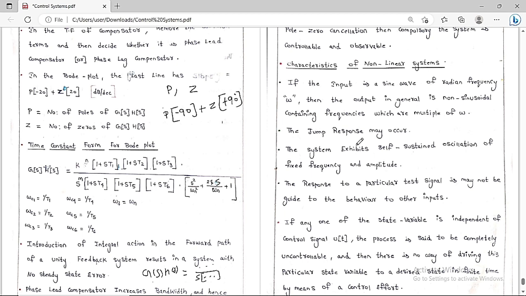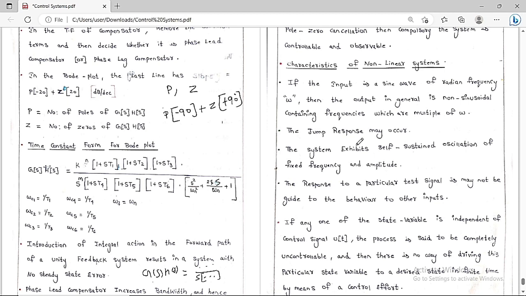So finally I can say the characteristics of non-linear systems are: if the input is a sine wave of radial frequency omega, then the output in general is non-sinusoidal, containing frequencies which are multiples of omega. Jump response may also occur. The system is going to exhibit self-sustained oscillations of fixed frequency as well as amplitude, and the response to a particular test signal may not be a guide to the behavior to other inputs.